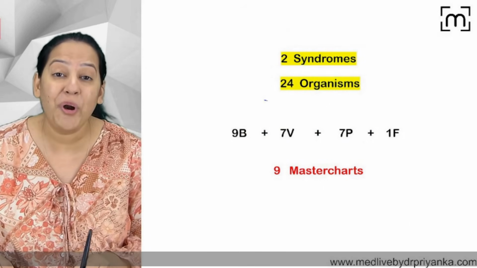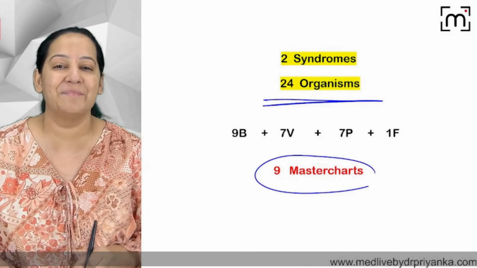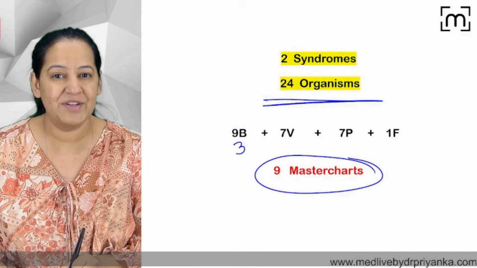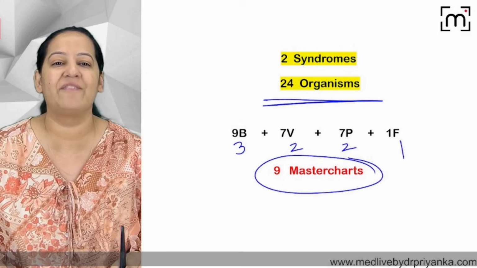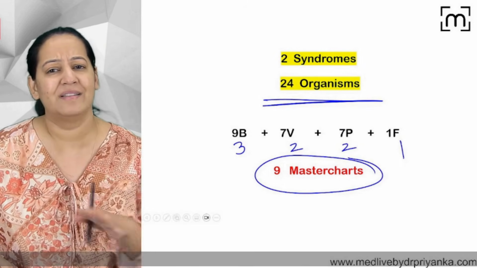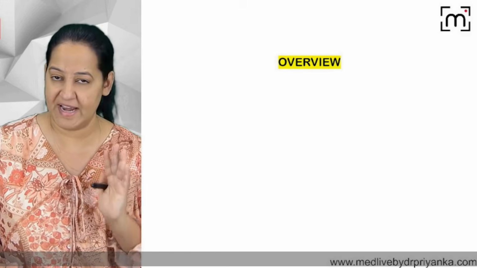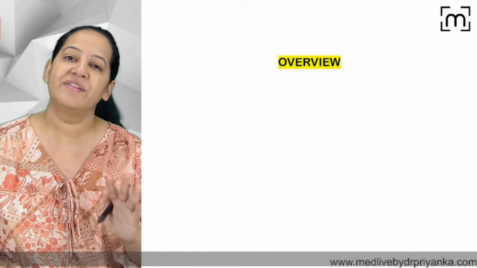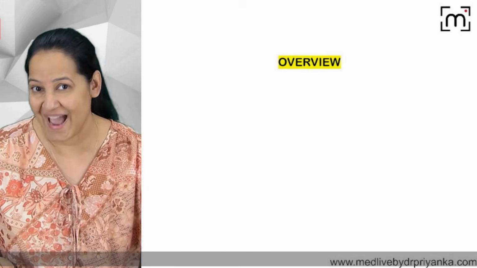I will teach you all 24 organisms in 9 master charts. I will give you 3 master charts over here, 2 here, 2 here and 1 over here. So in total, in 9 master charts, we will pack the entire central nervous system infections. Before we start the master charts and the detailing of each organism, we will see an overview, a bird's eye view. Are you ready to take the tour with me? Yes. So let's start.